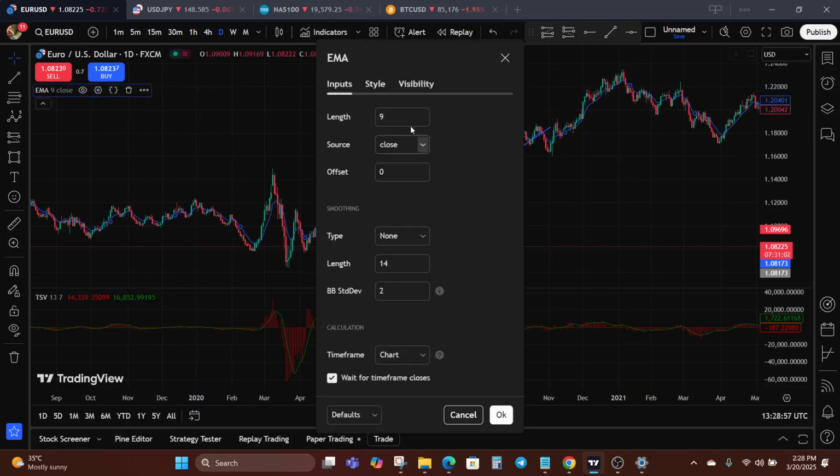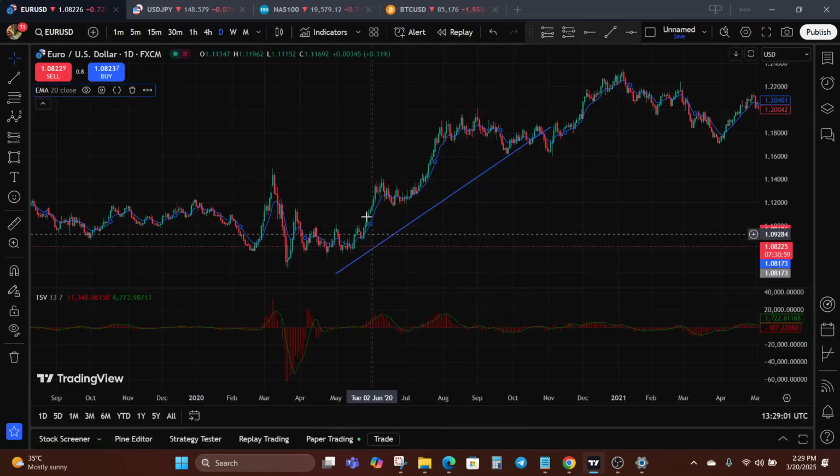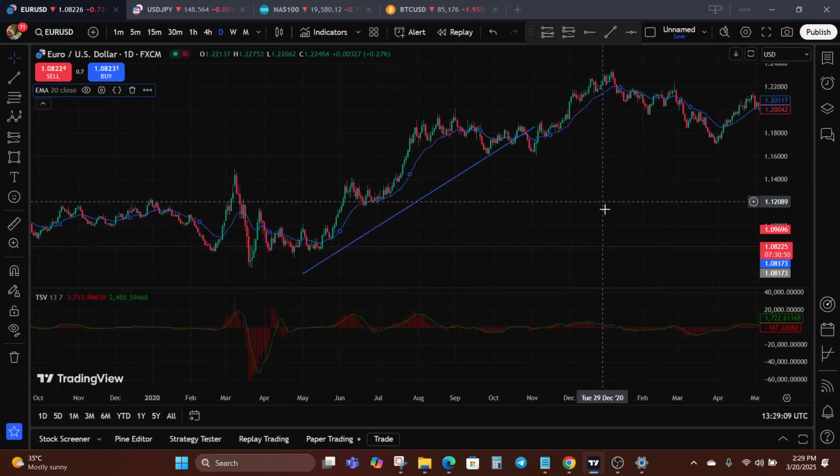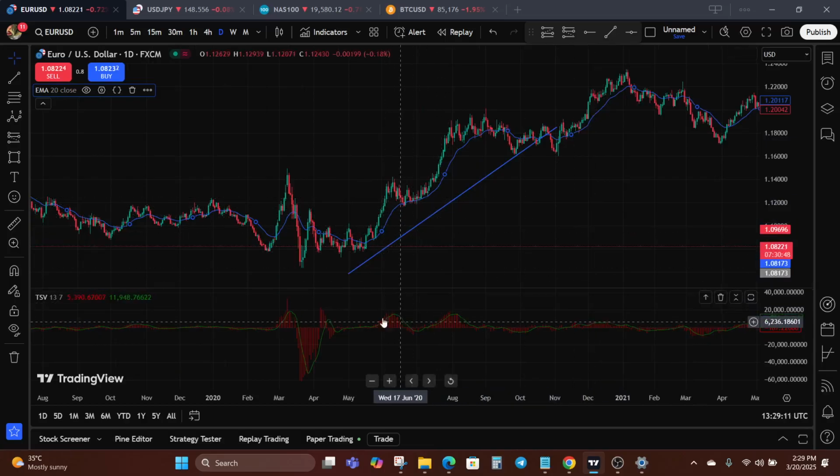So let's just say we use the 20 period EMA, for example. When you have the price trading above it, that gives a confirmation for a buy. But when price breaks below it, it could mean that sell momentum is building up. So you can use that as a confirmation to the signals given to you by the TSV as well.